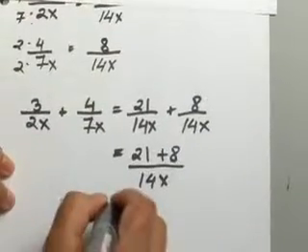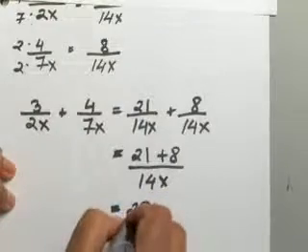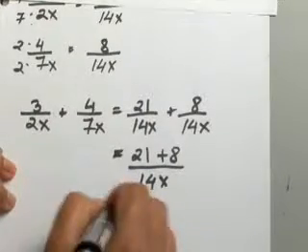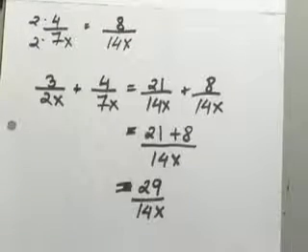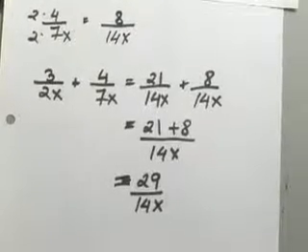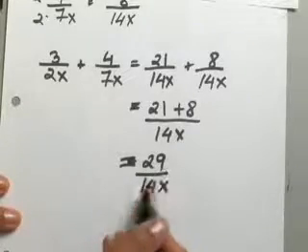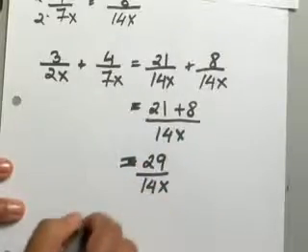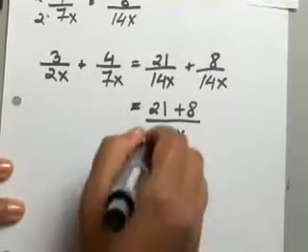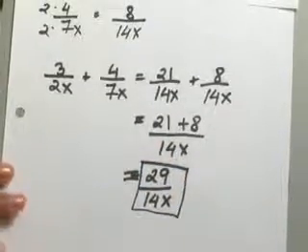And what does that give us? 21 plus 8, of course, is 29. And of course you keep your common denominator as 14x. And now you can try and see if you can reduce this any further, and between 29 and 14 there's nothing common, so this will be your answer in lowest terms, 29 over 14x, and that's what we were looking for.